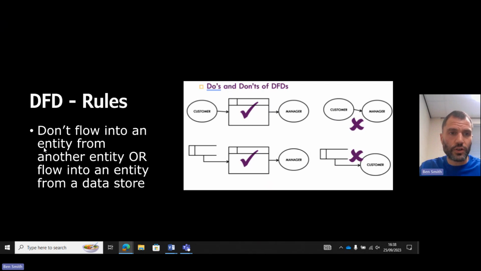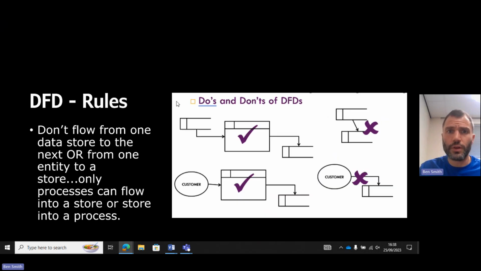Another rule of data flow diagrams, don't flow into an entity from another entity or flow into an entity from a data store. So a customer cannot send data directly to a manager. A data store cannot send directly to a customer. There needs to be a process in between. For example, the customer may want to make a complaint, but that complaint is a process, and then that goes to the manager. The data store may want to send information to the manager about what stock is left, but the process is get stock report. So that's what's allowed, and this is what is not allowed.